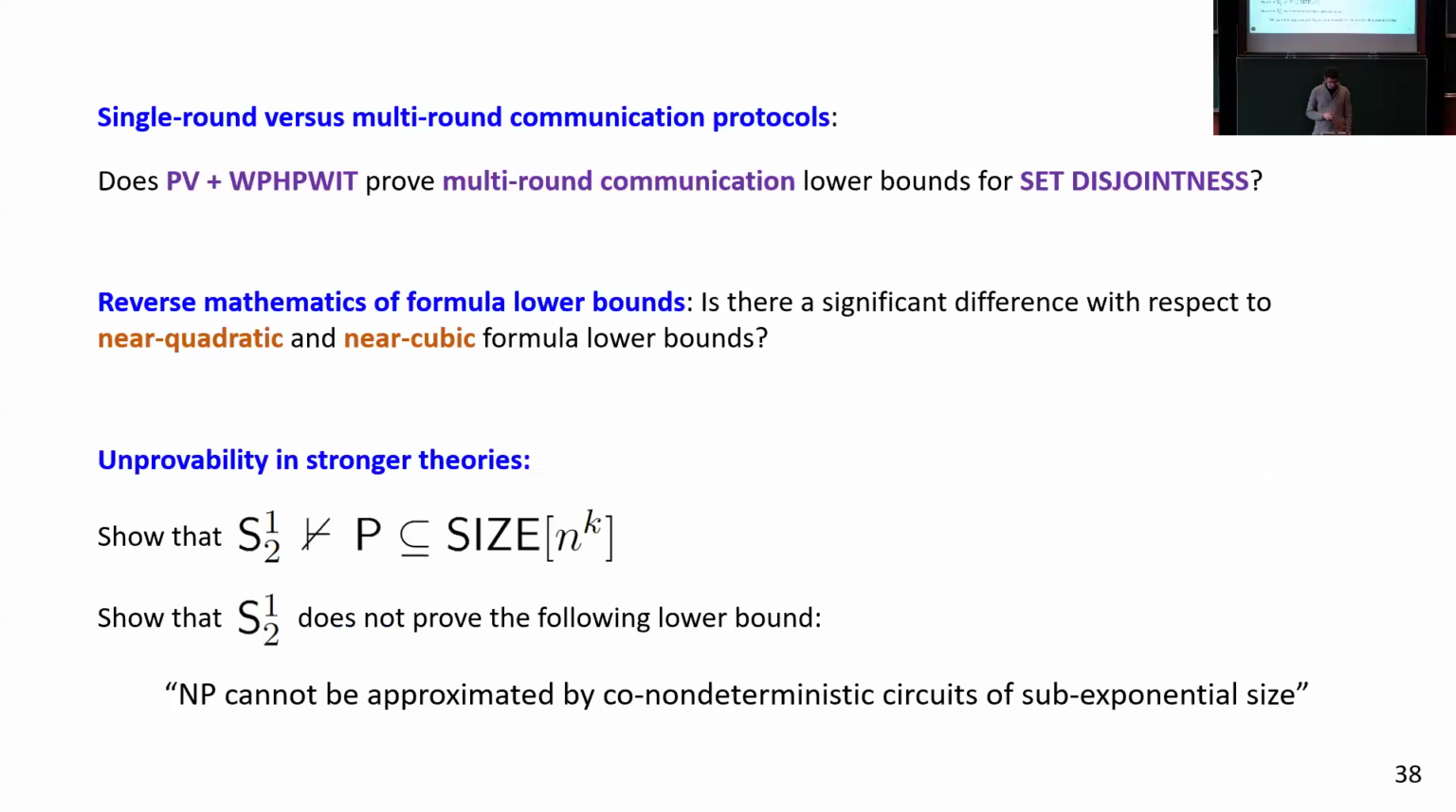And just to finish, here are some open problems. It would be nice to understand what happens to multi-round communication lower bounds when you use the retraction principle. We don't have this understanding yet. I think these results might also allow us to get a better understanding of the difficulty of showing lower bounds with respect to different sizes.